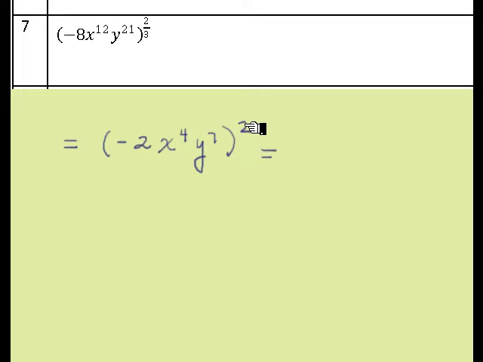All right, we're going to square negative 2, and that would be positive 4. Square x to the 4th, multiply the exponents, and we have x to the 4 times 2, x to the 8. And then y to the 7th squared is y to the 7 times 2, y to the 14.